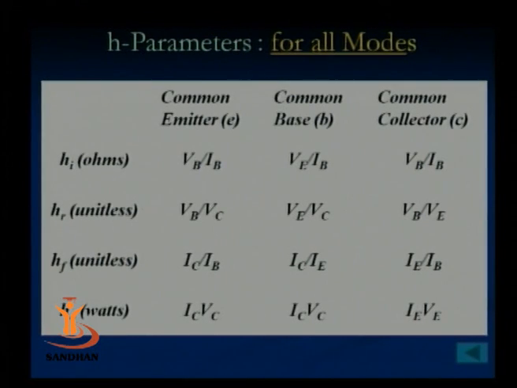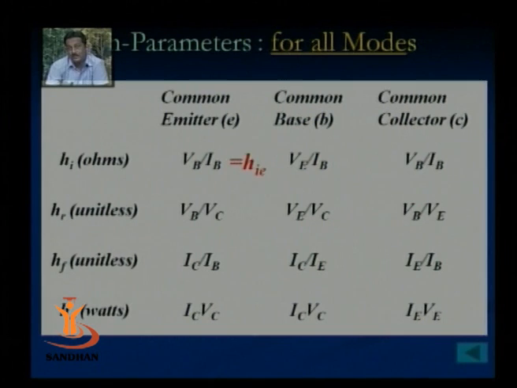Now look at some basic designated values of either the common emitter, common base or common collector mode: HI, HR, HF and HO. These are the H parameters. Now if, for example, we have a common emitter mode, then the ratio VB to IB is called HIE, that is the input impedance.